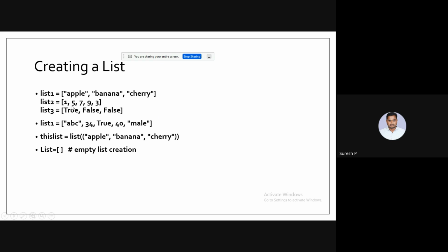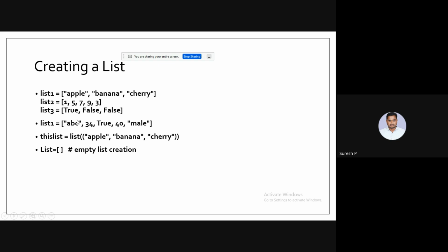The second list is created with a set of integers like 1, 5, 7, 9, 3. Here you have to notice the elements are separated using the comma operator, and all the elements are enclosed using square brackets. And list 3 has been created with Boolean type values: true, false, false, like that. And after that, again I am creating a list with different types of elements.